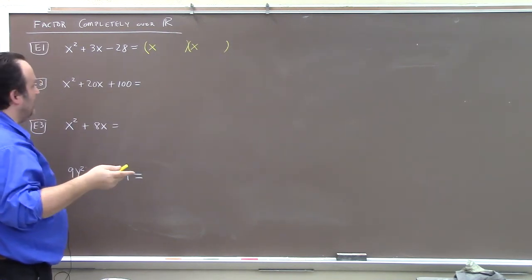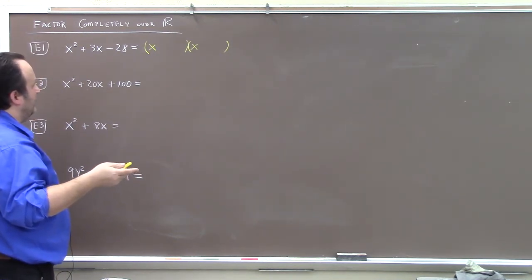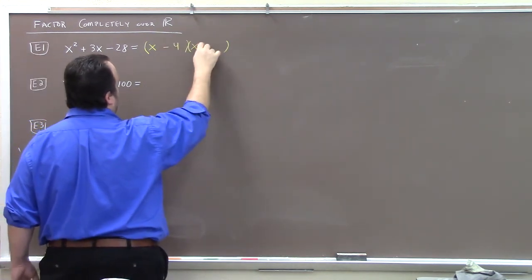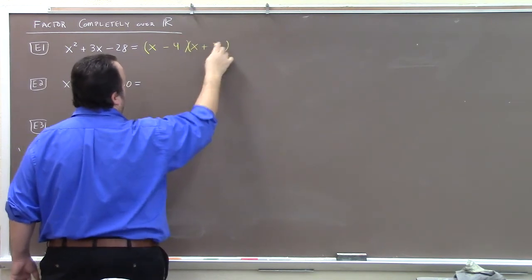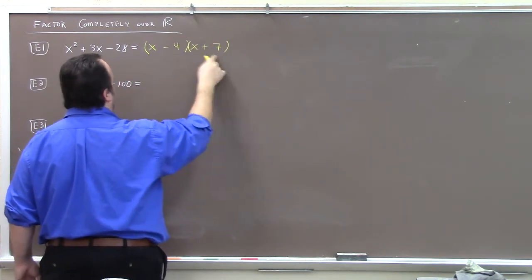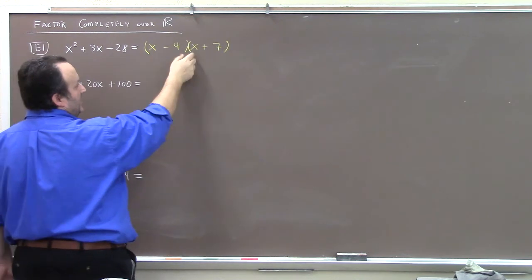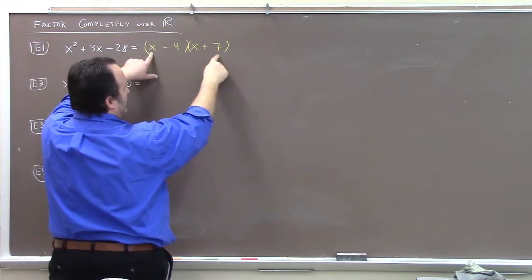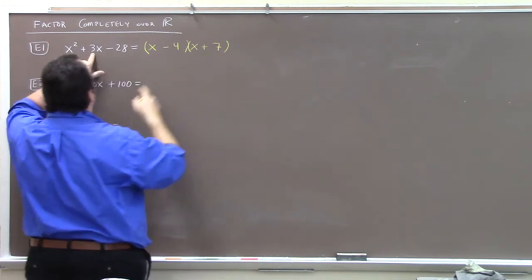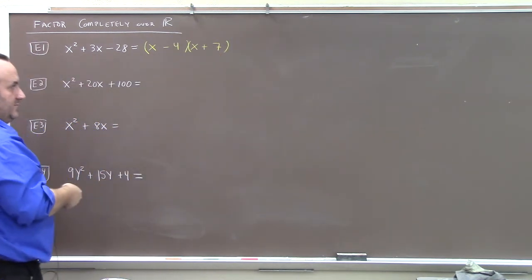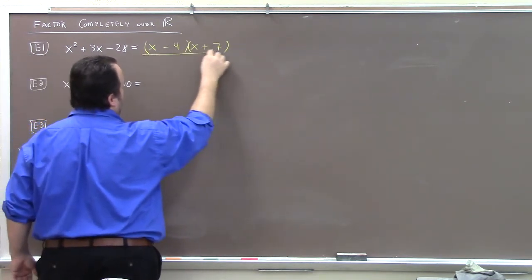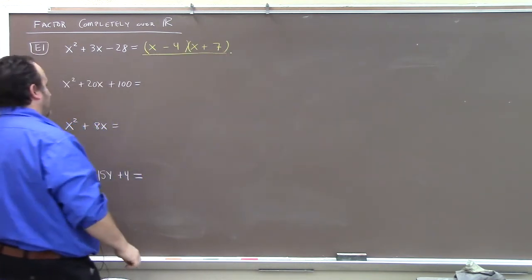You say 4 and 7? One of them's got to be negative, right? Which negative? Negative 4 plus 7. Is that right? Well, minus 4 times 7 is minus 28, and this gives me minus 4x, and that gives me plus 7x. 7 minus 4 is 3x. Hooray. There we go. Done. Factored.